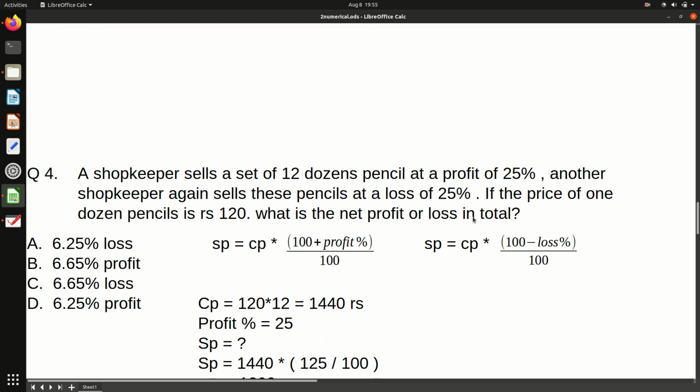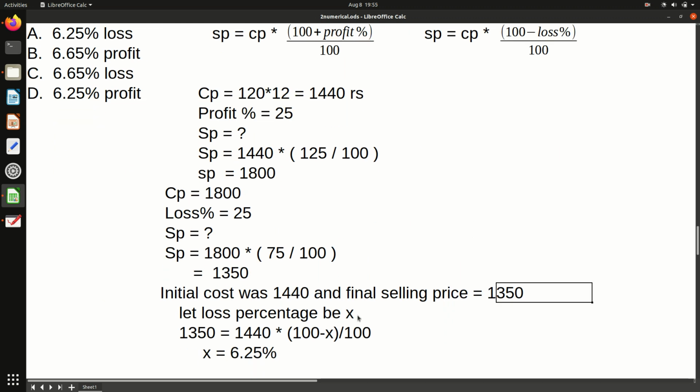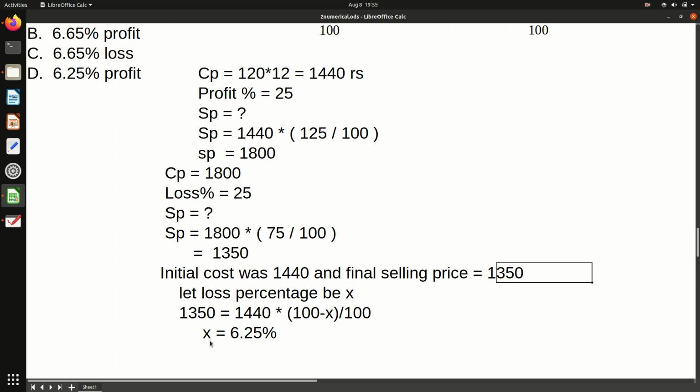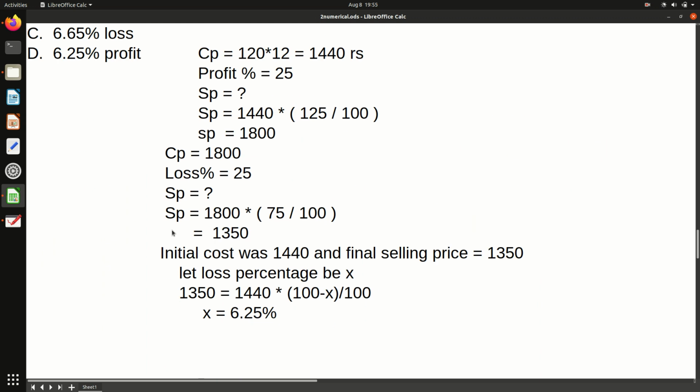So that we have to find. Now we will use the formula of loss percent. Let the loss percent be X. This time SP is 1350 and CP is 1440, and into 100 minus loss, which we let be X, so 100 minus X by 100. Just by solving, you will get the value of X to be 6.25%. So 6.25% loss will be the solution, since this is a loss.